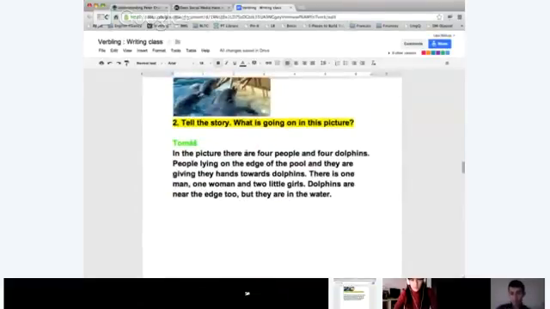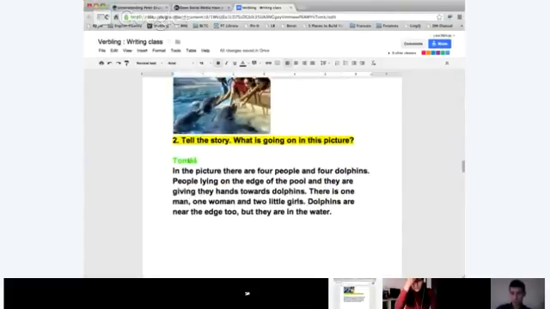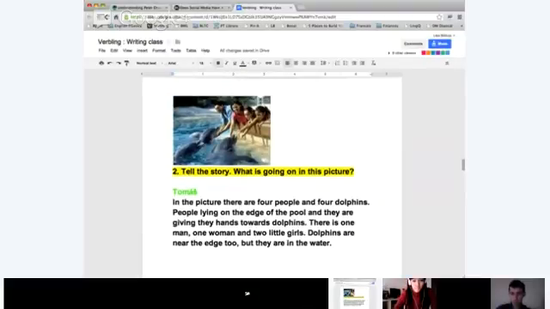Thomas, did you want to read number 2? Or you can finish number 1 first if you want to wait. Well, I can read. Okay. Number 2. In the picture, there are 4 people and 4 dolphins. People lying on the edge of the pool and they are giving their hands towards dolphins. There is 1 man and 1 woman and 2 little girls. Dolphins are near the edge too, but they are in the water.